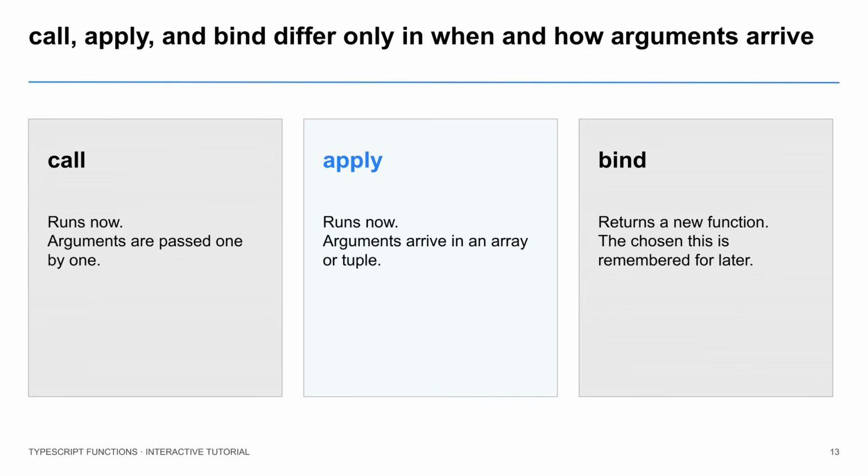Call, apply, and bind all choose this value. Call invokes the function immediately with arguments listed separately. Apply also invokes immediately, but accepts the arguments in an array or tuple. Bind does not run the function yet. It returns a new function that remembers the context. Enable strictBindCallApply in TypeScript, so these arguments are checked precisely.